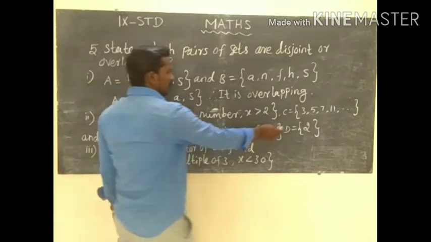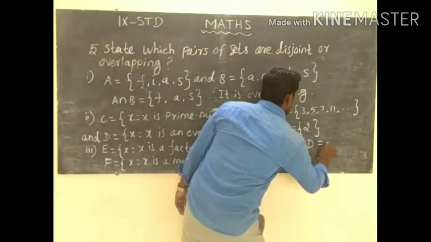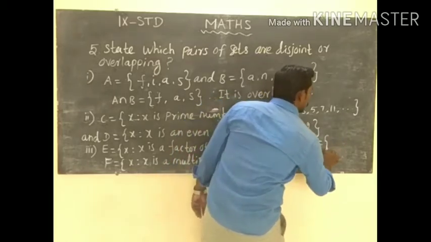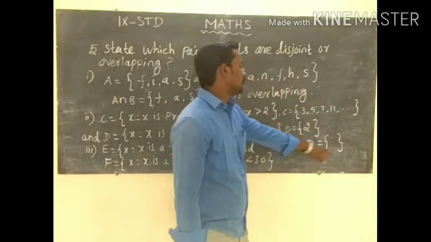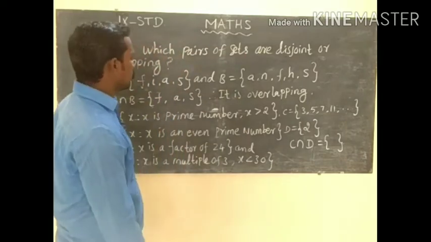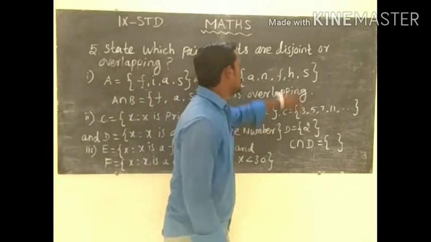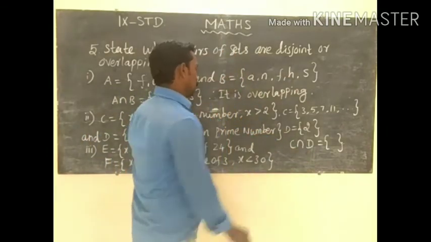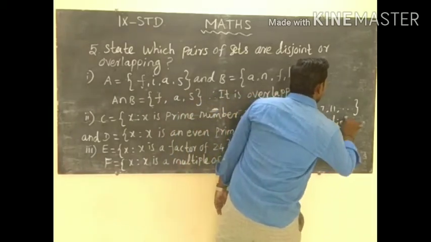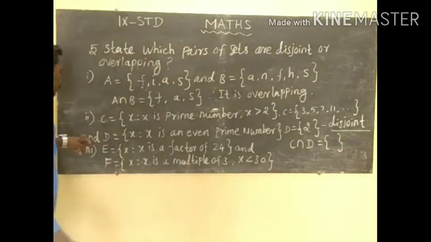So compare both the sets, C intersection D. C intersection D is equal to empty. It does not appear to have any common element in the given sets. So, since there is no common element, this is called a disjoint set. The given two sets are called disjoint. Have you understood the second question's answer?